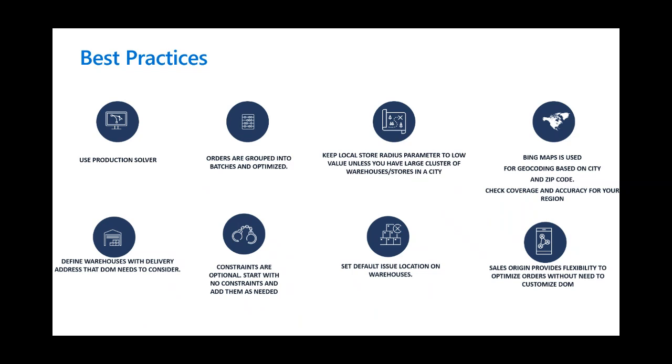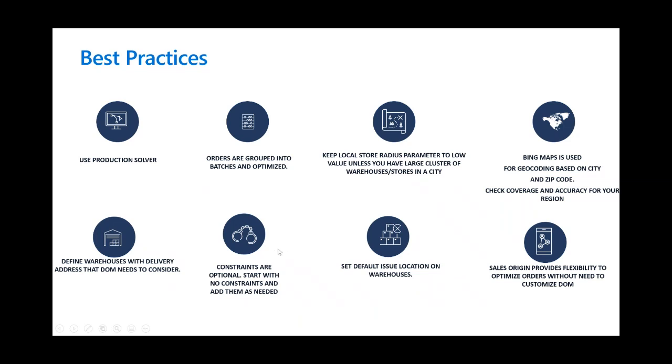So you have to see how your stores or warehouses are organized, who are going to fulfill the orders. If it is only one or two stores in a geography, then the value can be a different number. And if it is a cluster of stores in a small geography, then the value will be different. Bing Maps is used for geocoding based on the city and zip code. Because we are using Bing Maps, in some other countries the Bing output result may not be as desirable as other services. In that case you can use geocoding from other services, and you can update the F&O for processing. Always define the warehouses with the address type of delivery.